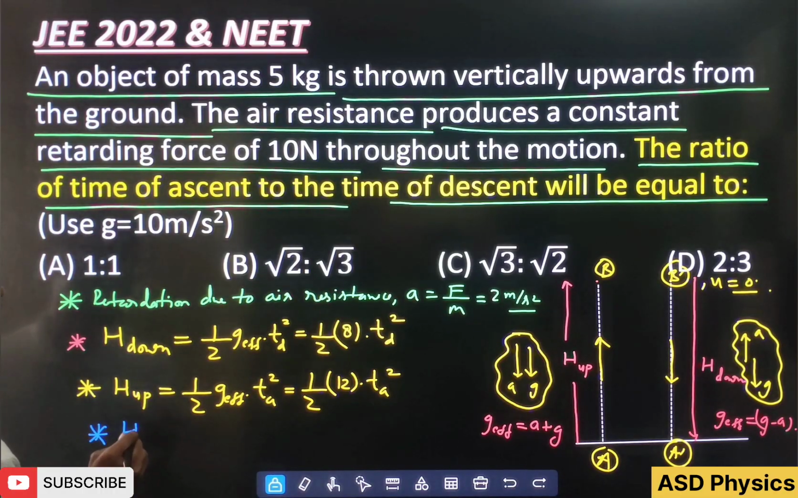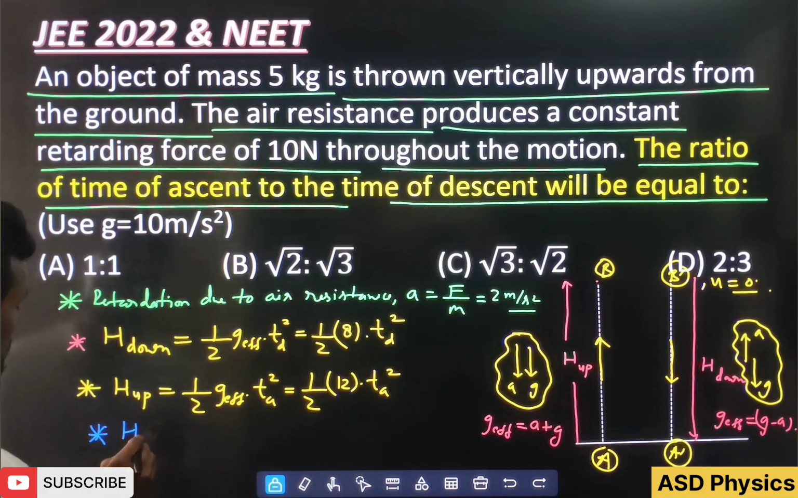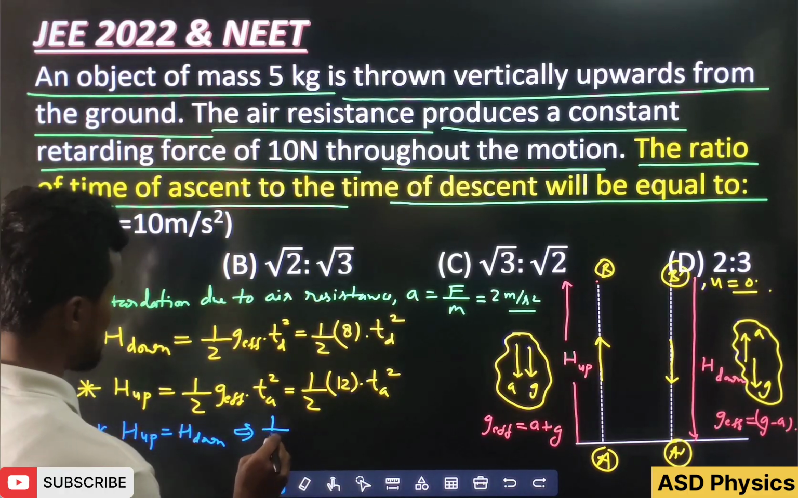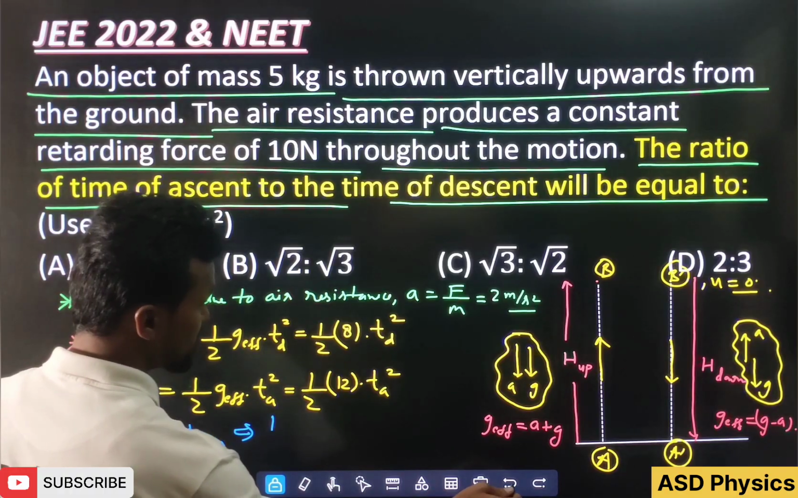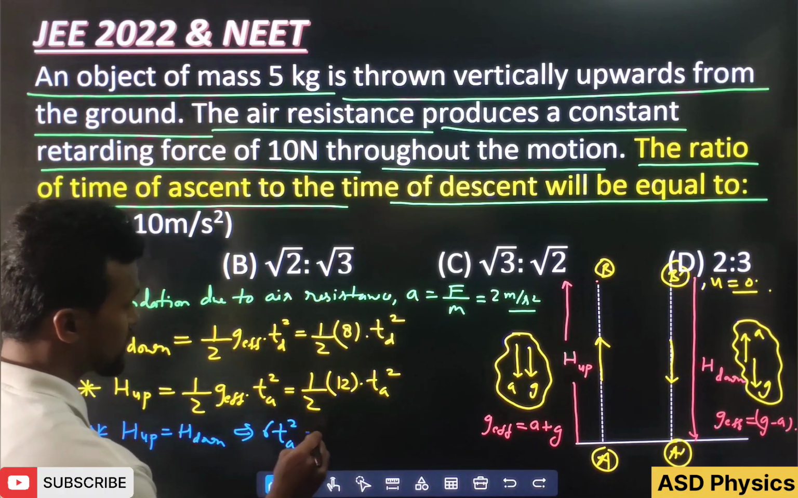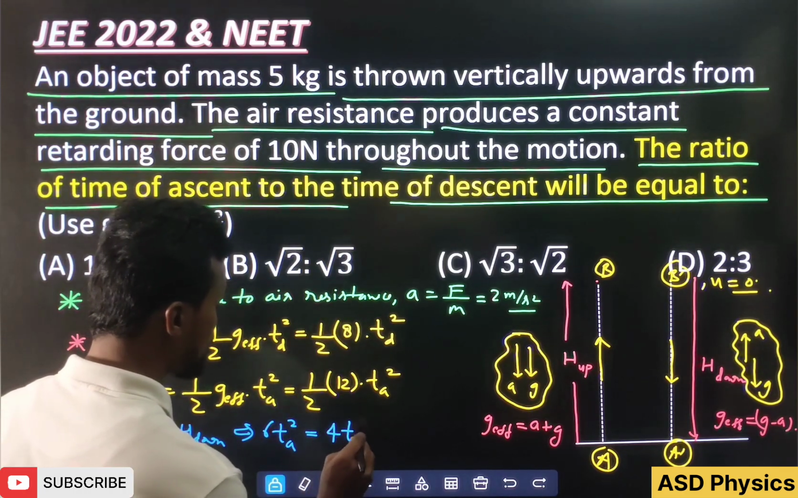Now students, as both are equal, what we have to calculate is the ratio of time of ascent to the time of descent. So as both are equal, we can write h up is equal to h down. H up how much? You know very well, half into 12 ta square. If we simplify, 12 by 2 means 6, so this is 6 ta square. Here 8 by 2 is 4, that means 4 td square.